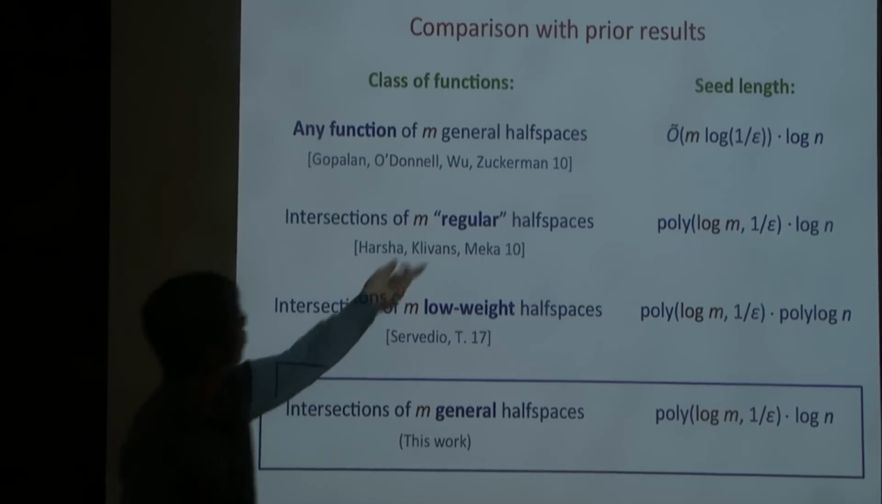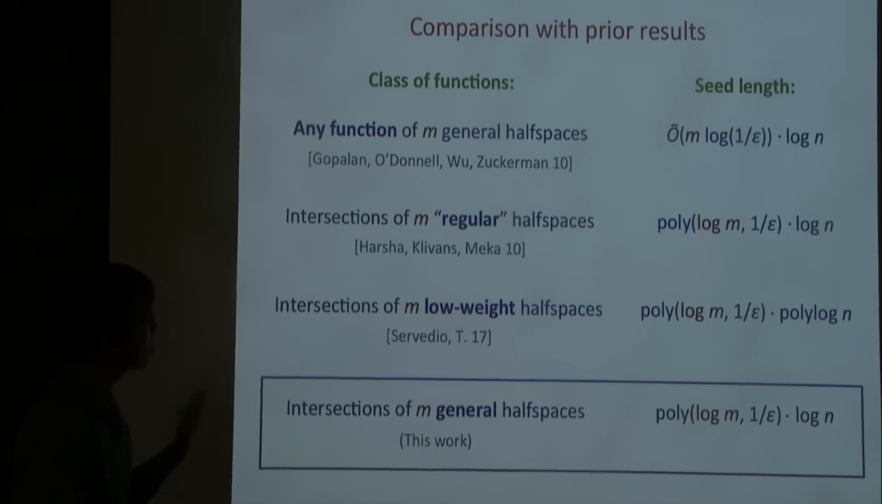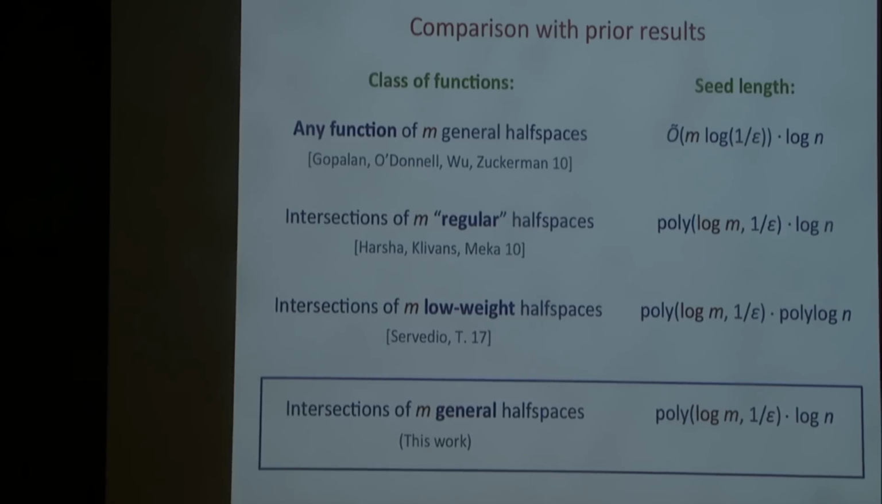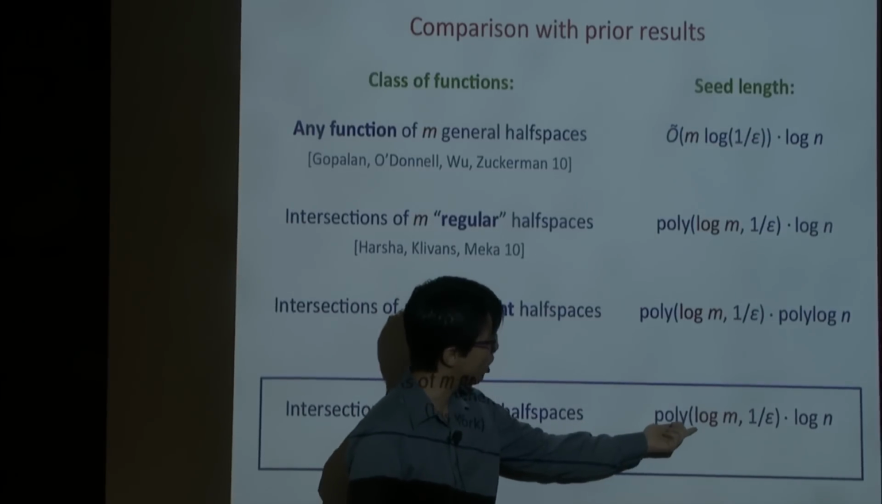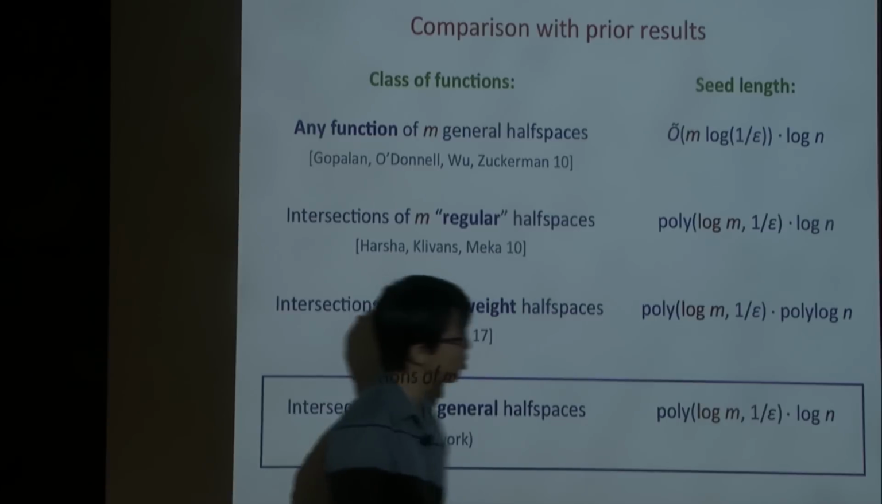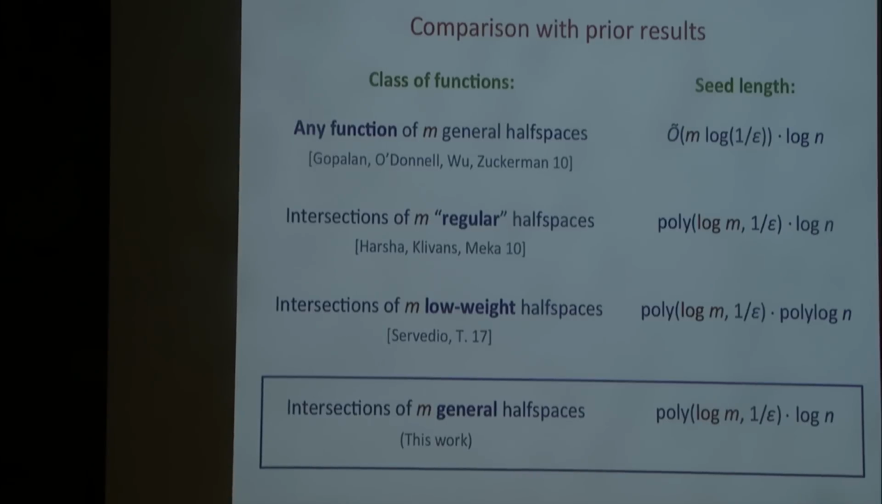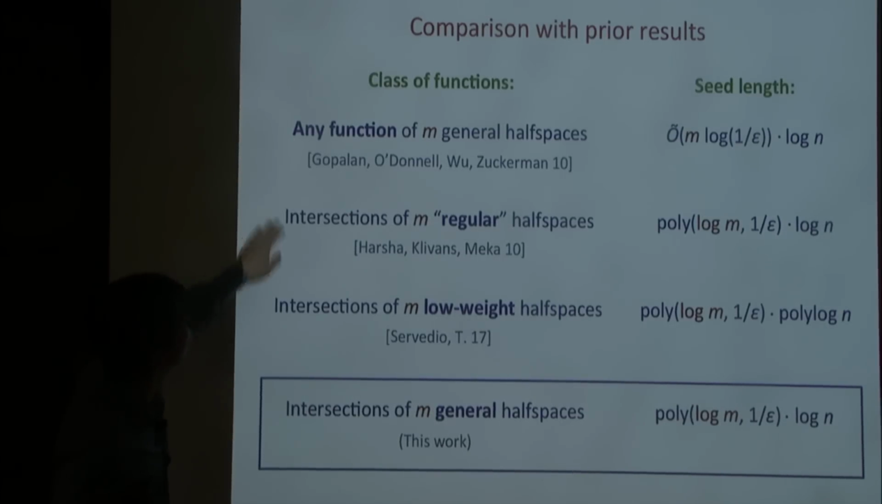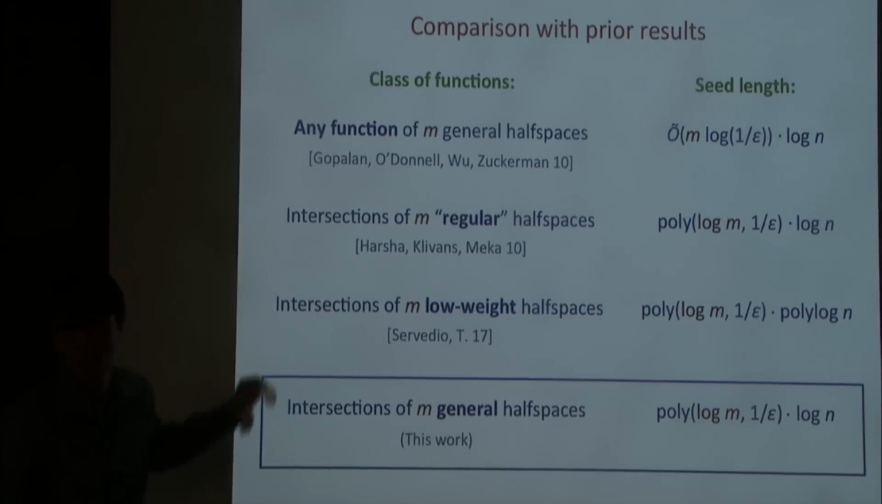So we remove the regularity requirement or the low weight requirement. It's not hard to see that there are many, many interesting half spaces that are not regular and not low weight. Okay, and we achieve, we'll come to this later, I'm very happy with the polylog m, very happy with the log n, not so happy with the poly 1 over epsilon. It's very interesting. They're very, very nice questions. And just to point out, even for these two classes, we'll see that we still do not have polylog 1 over epsilon.